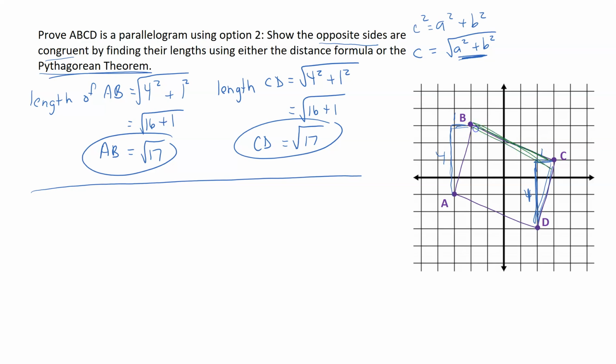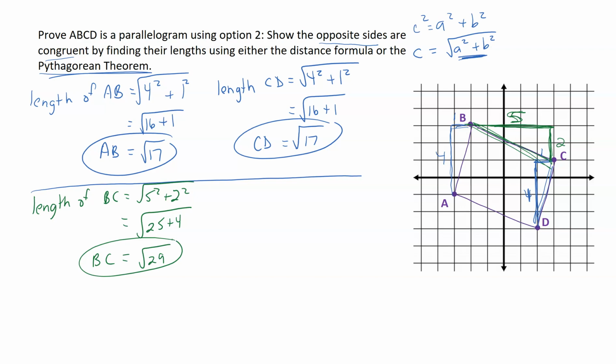We'll do BC. And so this is a rise of 2. So that leg is 2. And it's kind of like you're using the slope to make that triangle, right? Even though we're not actually looking for the slope. So the legs are 5 and 2. So for the length of BC, we're going to do 5 squared plus 2 squared. So that's going to be 25 plus 4. That's the square root of 29. So BC has a length of the square root of 29.